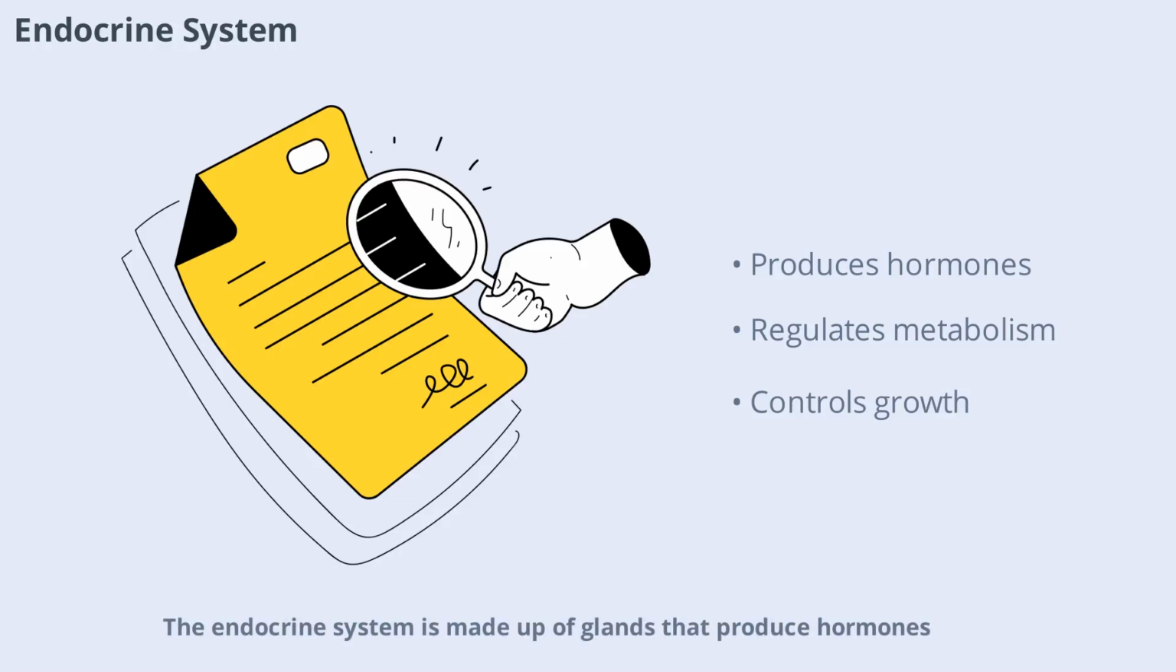The endocrine system is made up of glands that produce hormones which regulate many body functions. These hormones control growth, metabolism, mood, and more. Major glands include the pituitary, thyroid, and adrenal glands. The endocrine system works closely with the nervous system to maintain balance and respond to changes inside and outside the body.